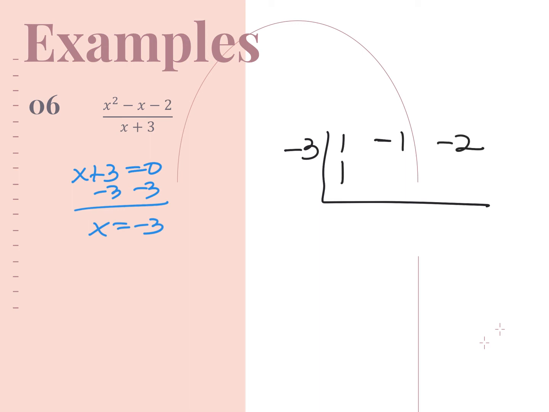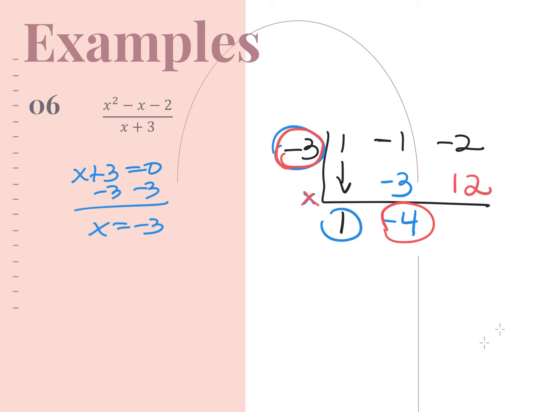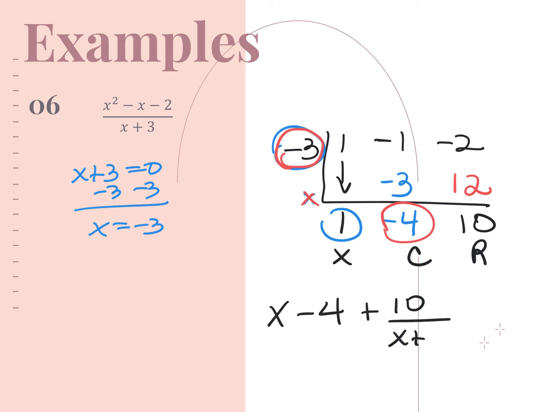So bring down, multiply, so this times this, and you write the answer right there. Add the column, multiply this times this, write the answer in the next column, add the column, and then we're done. This is the remainder, the constant, and the x. So my answer here is x minus 4, remainder 10, over the divisor.